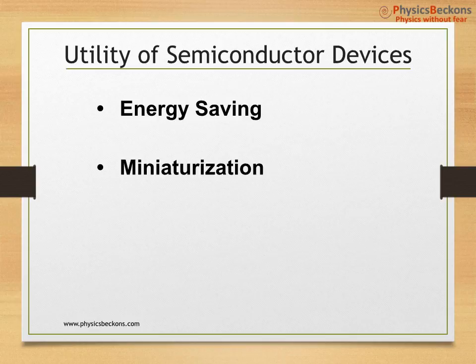The miniaturization is another characteristic and which leads to reduction in size of the microprocessor or the semiconductor devices. These semiconductor devices, they have long life, that is they are very rugged. These are the three essential characteristics or utilities of semiconductor devices. They save us a lot of energy. They have helped us reduce the size of the electronic devices and they have long life.